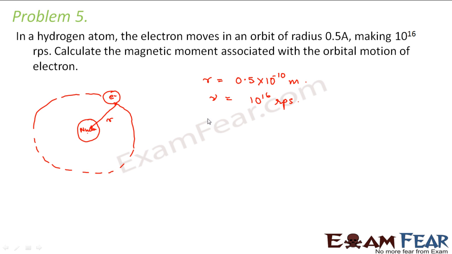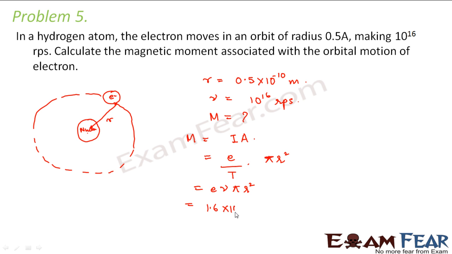So we have to calculate the magnetic moment associated with the orbital motion of the electron. How do we define magnetic moment? It is given as current into area. And current is nothing but charge per unit time. So charge is the charge on an electron per unit time period, and area is pi r squared, where r is the radius of the electron's orbit. Now 1 by time period is frequency. So it is e into frequency into pi r squared.